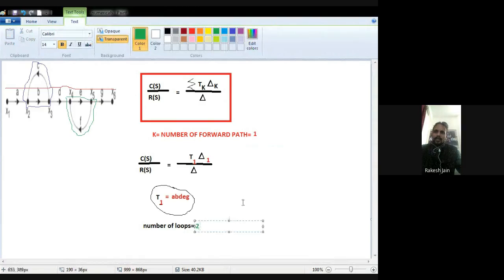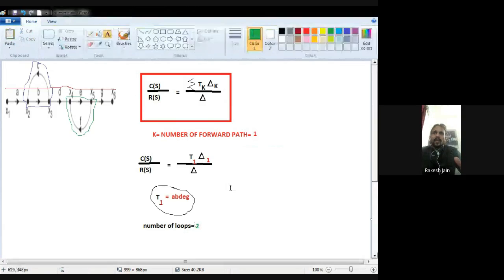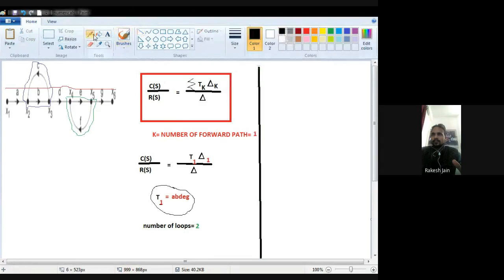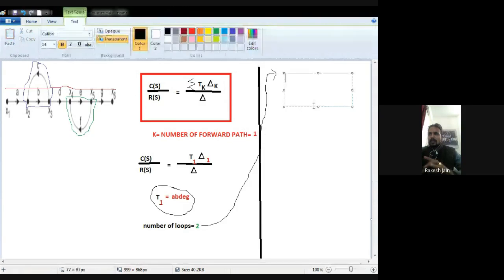Now the next step is to write down the gain of those loops. A loop can be denoted by L. See carefully, I just write down here. Now I start from here. How many loops? Loops are 2, so these will be L1 and the second one is L2. Now I have to find out the value.